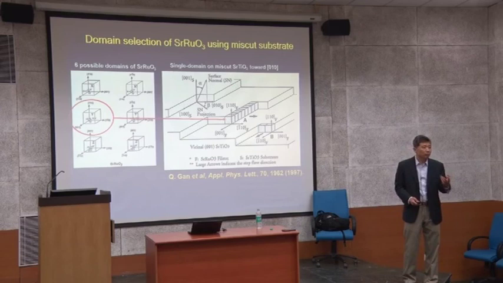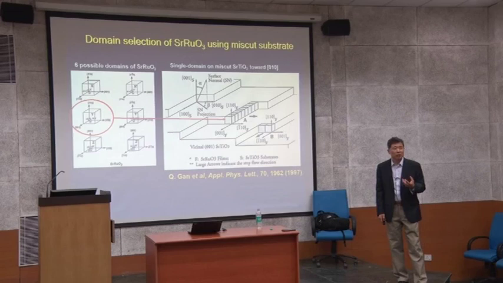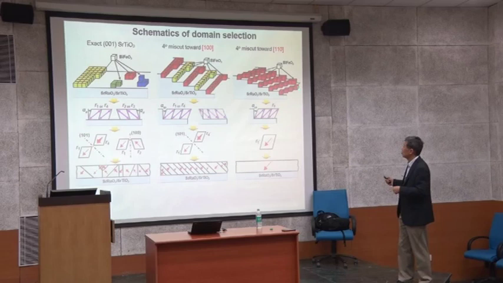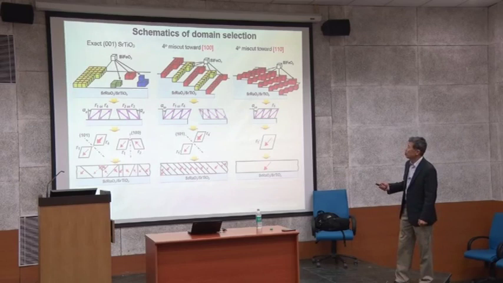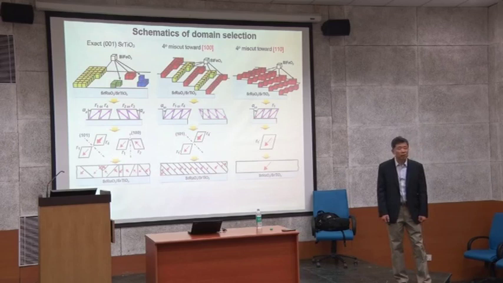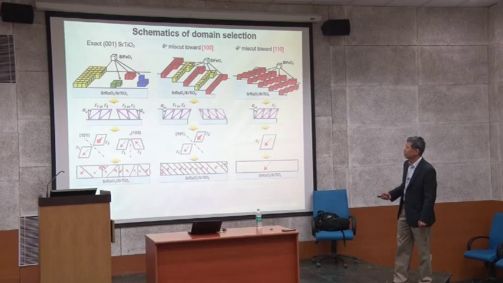But as I said, bismuth ferrite doesn't have the same kind of symmetry. It is not orthorhombic symmetry, it's a rhombohedral symmetry along one direction. So when you look at the actual schematics of the domain selection rule, when you have no miscut or no symmetry breaking, these four different variants can nucleate anywhere. That means you end up with a complexity of possible domains, a complex structure like this.